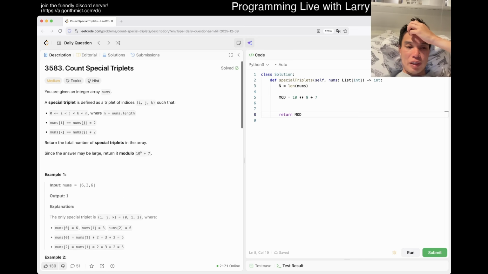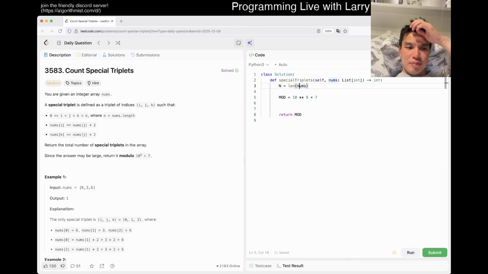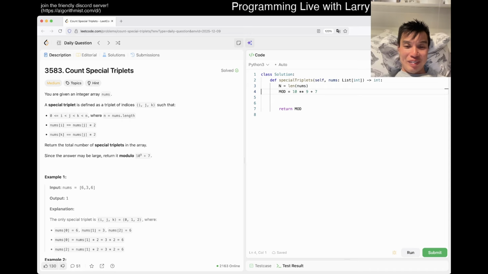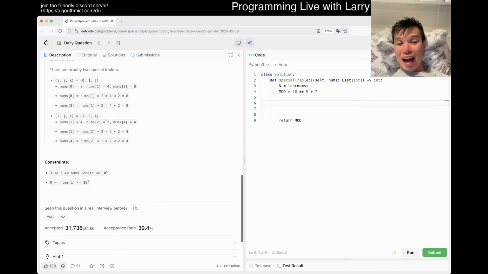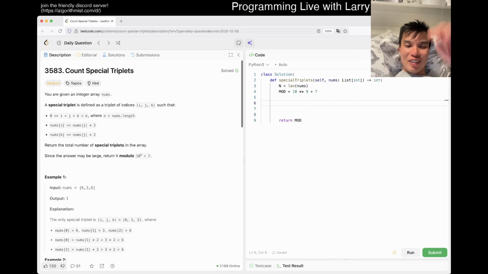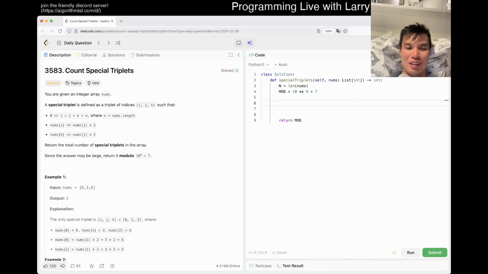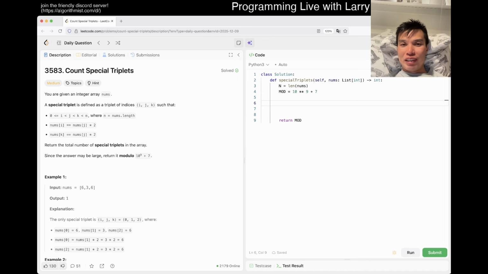So what can we do here, right? Well, the first thing we should do is look at the constraint real quick. 10 to the 5th, meaning that we have to do it in n log n. There's no n square or even n cube, obviously. So what can we do? I think there are really only three things you can play around with. One is iterate i, another is iterate j, and the other is iterate k.